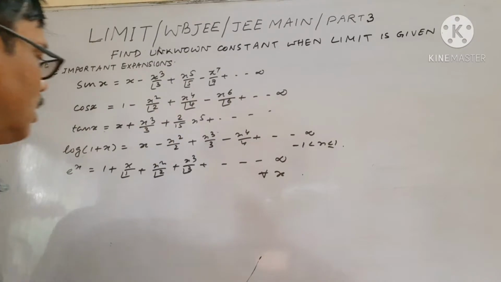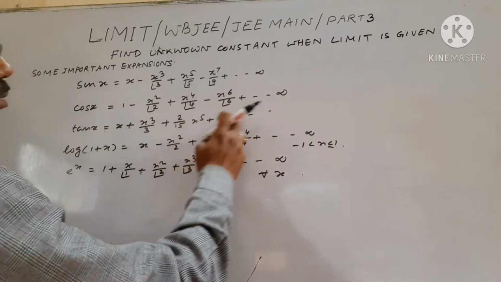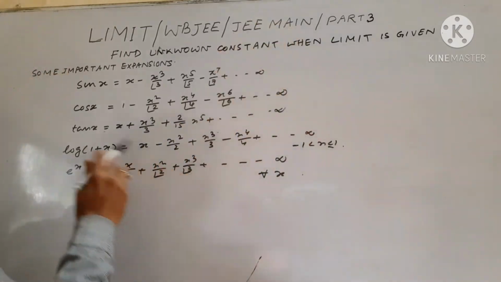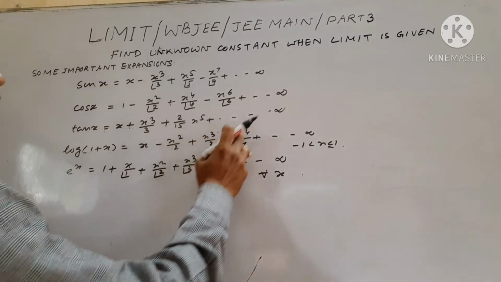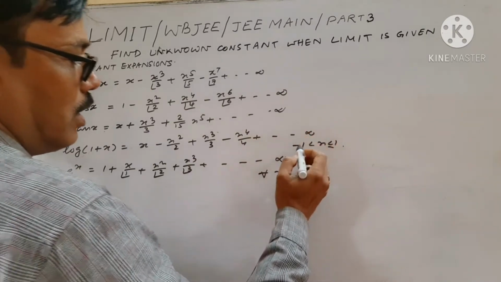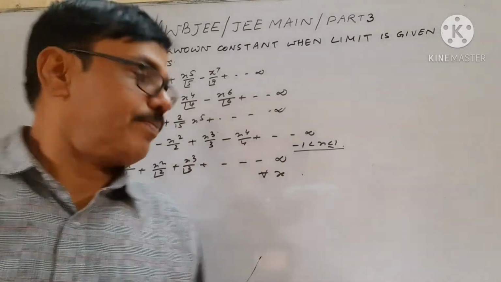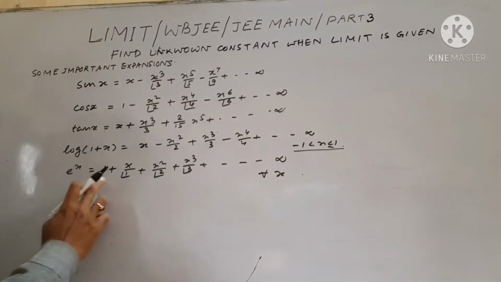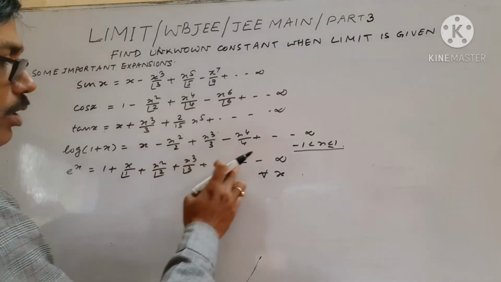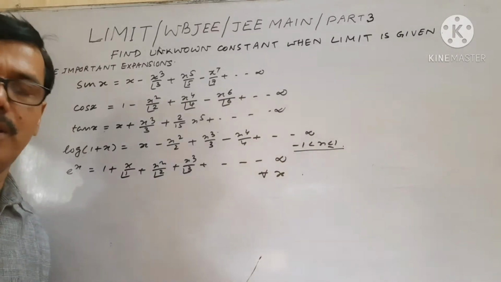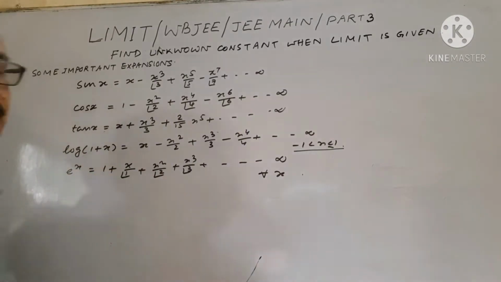Tan x equals x plus x cube by 3 plus 2 by 15 x to the power 5, and so on to infinity. Log of 1 plus x equals x minus x square by 2 plus x cube by 3 minus x^4 by 4, and so on to infinity, and it is valid when minus 1 is less than x less than or equal to 1. E to the power x equals 1 plus x by factorial 1 plus x square by factorial 2 plus x cube by factorial 3, and so on to infinity, for all x. We need expansions of these functions.